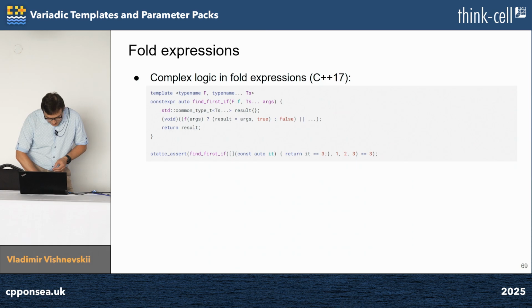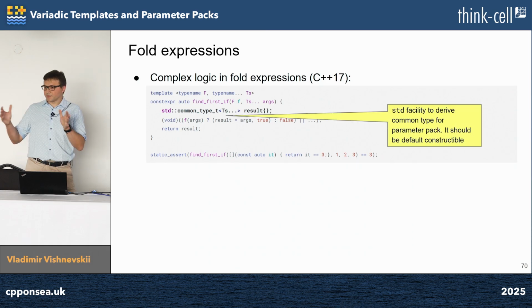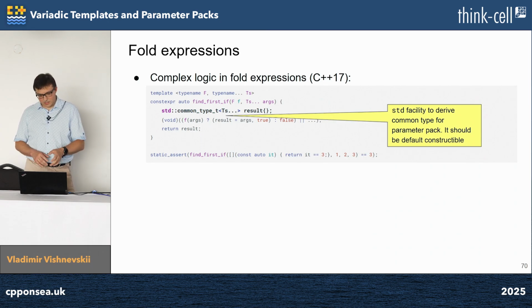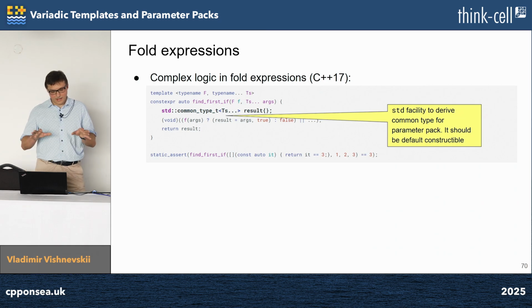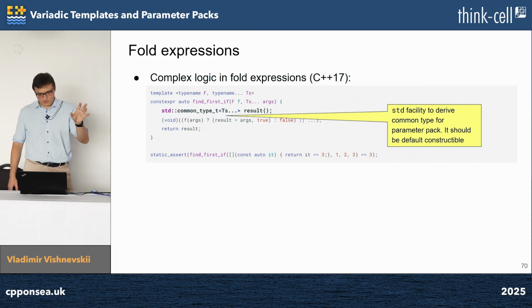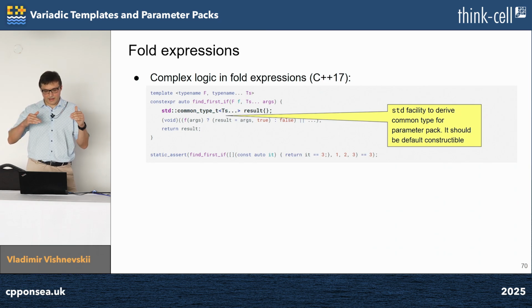So find first if. To find something inside, we again will use the fold expression. Within the fold expression, we will search for this item, and then we will assign this item to our result that we will need to have outside of the fold expression here. So here we use the common type standard facility. It will try, if it is possible, to find the common type to which the items within the parameter pack can be converted.